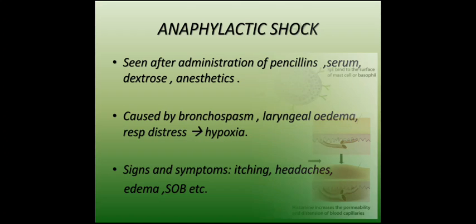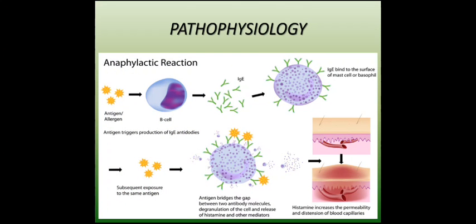So let's see the pathophysiology in detail. Antigens are introduced, which leads to B cell production, and plasma cells produce IgE antibodies, which go and bind to the surface of mast cells or basophils. On subsequent exposure to the same antigen, antigen bridges the gap between the two antibody molecules.